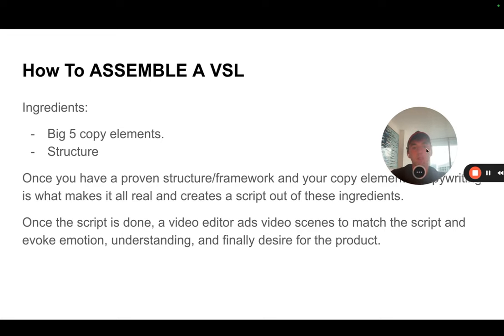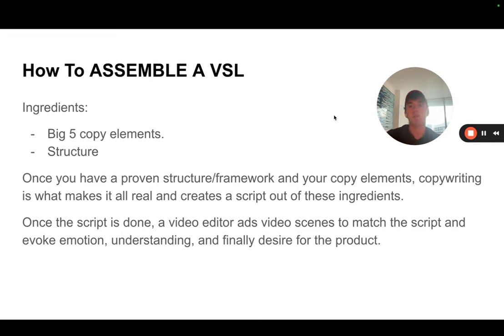So I'll get to the big copy elements in a second. But once you have a proven structure or framework, and proven means that it's taken from a winning VSL, you didn't just make it up, and you have your copy elements, then the copywriting is what makes it pop and makes it real. So this is like the blueprint, and then the construction crew is like the copywriting. But the blueprint is the most valuable thing. That's why the property developer, the one who manages everything, gets paid the most. In this case, that's the same thing here.